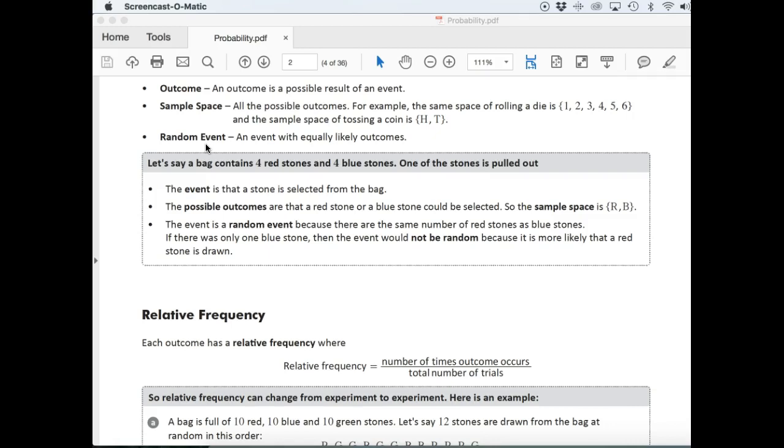So long as you haven't got a fake die that's got a bit of a weight in it, then rolling the dice is a random event. Tossing a coin is a random event. The Melbourne Cup is not a random event.